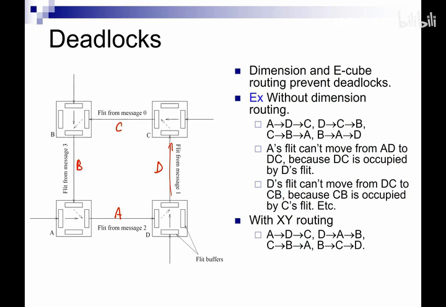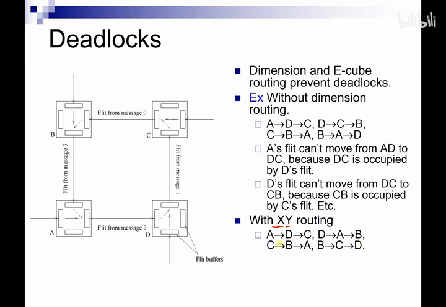On the other hand, if you do use dimension routing, suppose you first go in the x direction and then you go in the y direction. Let's erase this. In order for A to send to C, you go in the x direction first and then the y direction, so you go ADC. And for D to send to B, it's also going to go in the x direction first, so it's going to go DAB, instead of DCB.